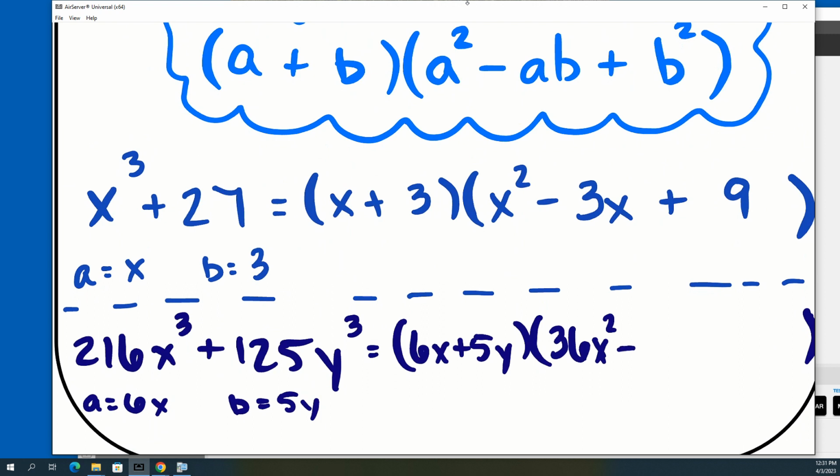All right, and then we have a minus. When we multiply these together, we're gonna multiply 6 times 5, which is 30, and then x times y is just xy. When you square 6x, you have to square 6 and you square x. Is that what you were saying? Yeah. And then when we go to square 5y, we square 5 and we square y. And that should be your final answer.